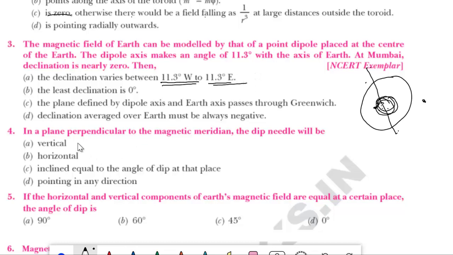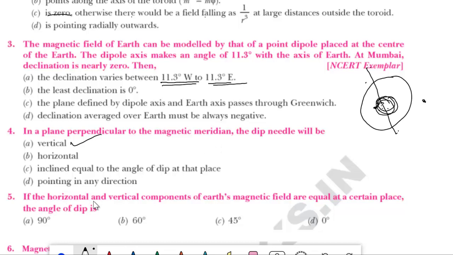Next one. In a plane perpendicular to the magnetic meridian, the dip needle will be? If it is perpendicular, what about the dip needle? Dip needle will be vertical. In a plane perpendicular to the magnetic meridian, the dip needle will be always vertical.